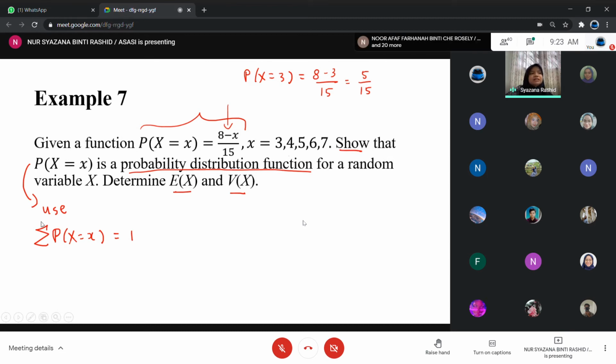Sangat mudah sebenarnya nak selesaikan ni. Tunjuk saja hasil tambah ni sama dengan 1. Okay. So macam mana nak buat? You boleh je. Buatlah ni. Probability of X equals to 3 plus probability of X equal to 4. Tambah sampai semua. Probability of X equal 7. So you kira satu-satu. 5/15. Dari table tadi kan dah ada.